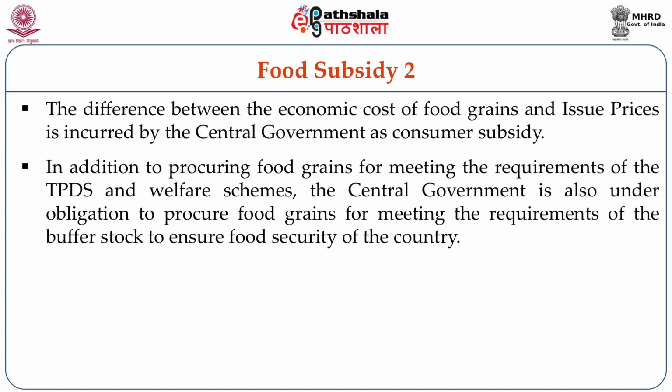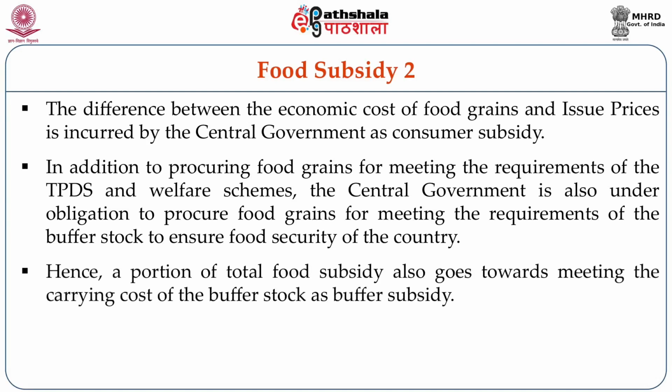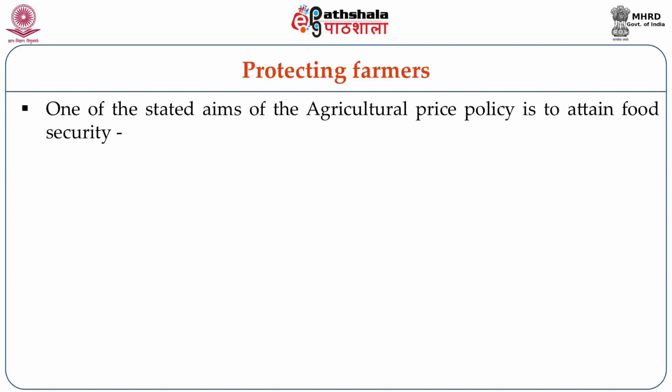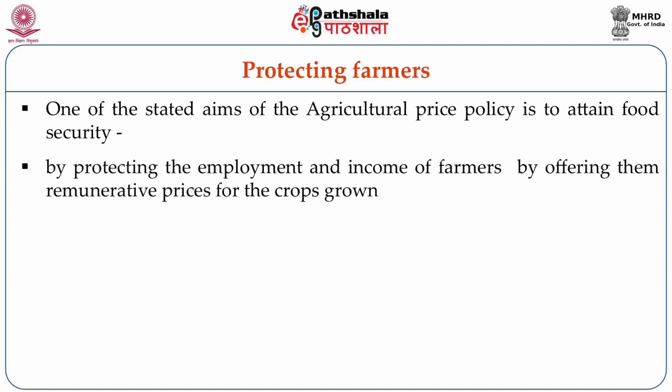In addition to procuring food grains for meeting the requirements of the targeted public distribution system and welfare schemes, the central government is also under obligation to procure food grains for meeting the requirement of the buffer stock to ensure food security of the country. Hence, a portion of the total food subsidy also goes towards meeting the carrying cost of the buffer stock as buffer subsidy. One of the stated aims of agricultural price policy is to attain food security by protecting the employment and income of farmers by offering them remunerative prices for the crops grown.